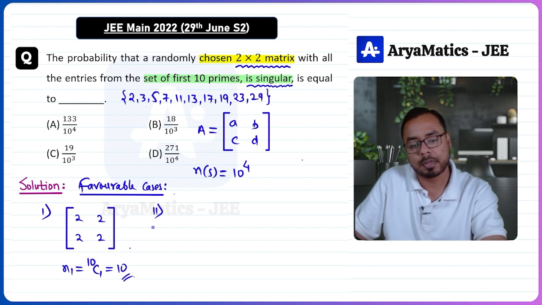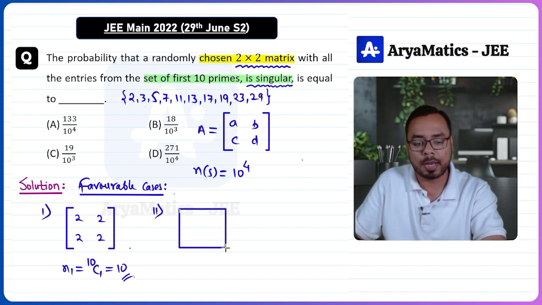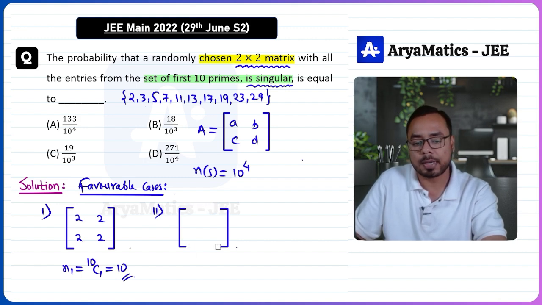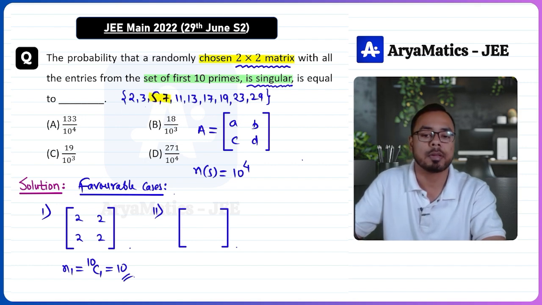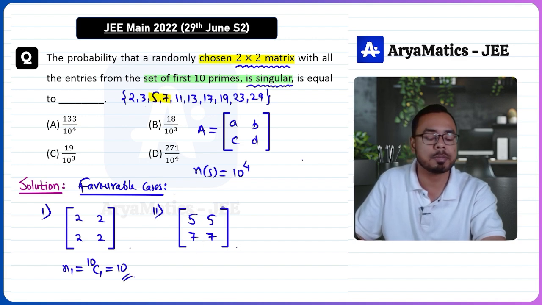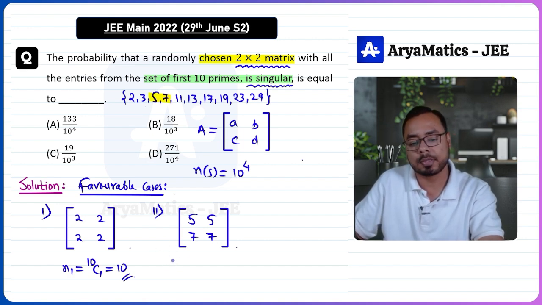Another possibility, the second possibility, will be that out of these 10 prime numbers, select any 2 prime numbers and keep those prime numbers either in, let us say we have selected these 2 prime numbers, maybe 5 and then 7. You can select any 2 from there. So you can keep 5 in the first row and 7 in the second row. Now again, the determinant of this matrix will be 0, right? If I want, I can keep 5 in the first column and 7 in the second column, still the determinant will be 0. So let us say N2 is these types of matrices where we are using any 2 of these 10 elements.